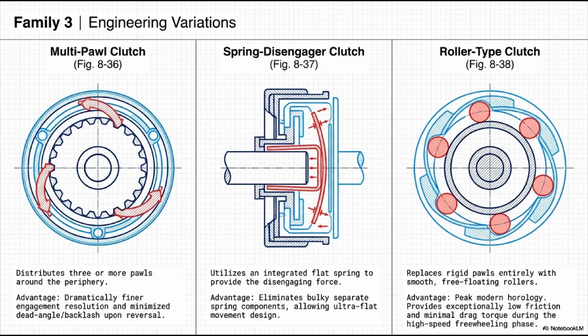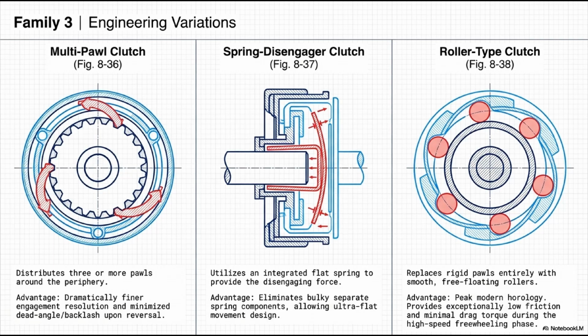In the center is the spring disengager clutch. Look at the cross-section. Instead of relying on individual, tiny coil springs behind each pawl, it utilizes a single, integrated flat spring plate to provide the disengaging force. The advantage is space.